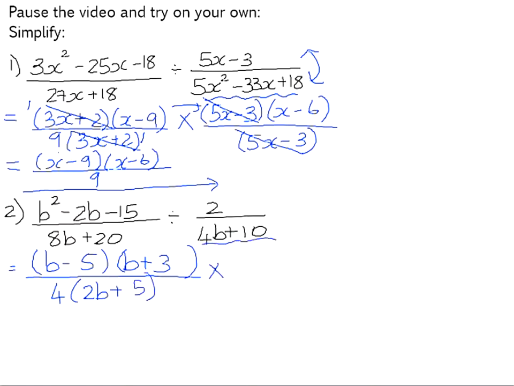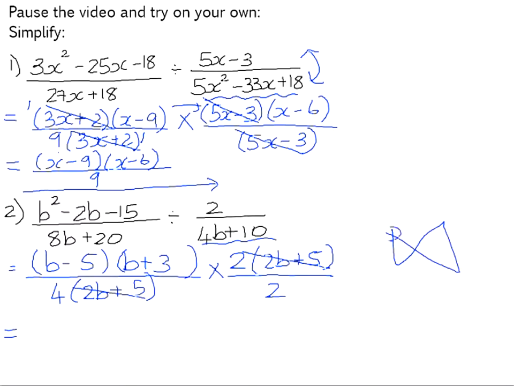The 4b plus 10 now becomes the numerator. That has a common factor of 2, which gives you 2b plus 5 in the brackets over 2. You can now divide like factors, so 2b plus 5 divided by 2b plus 5.